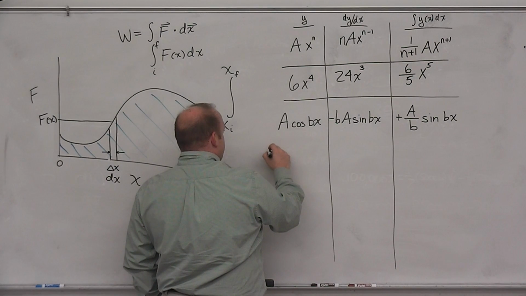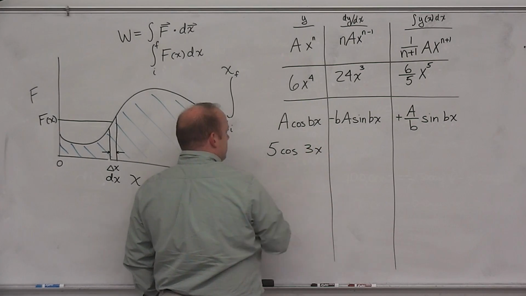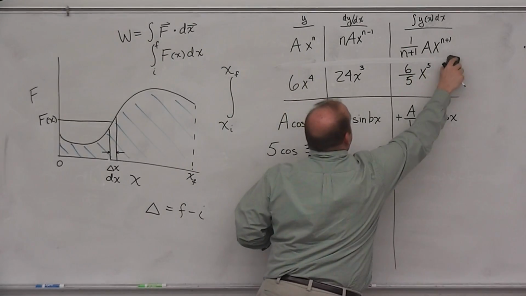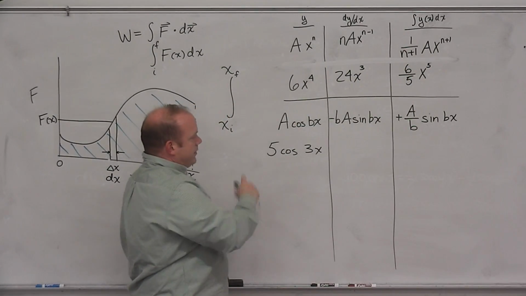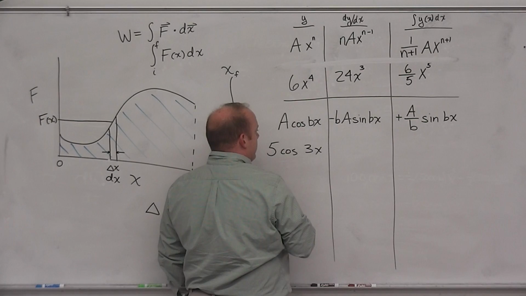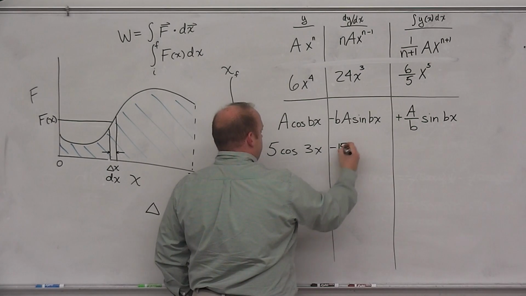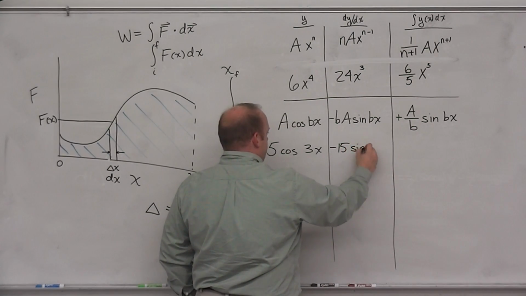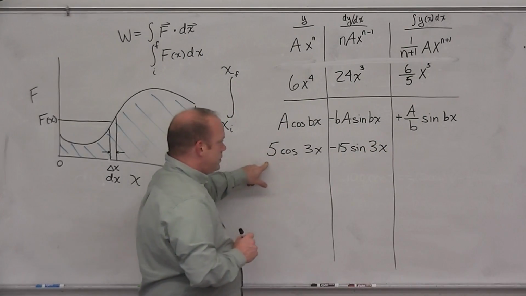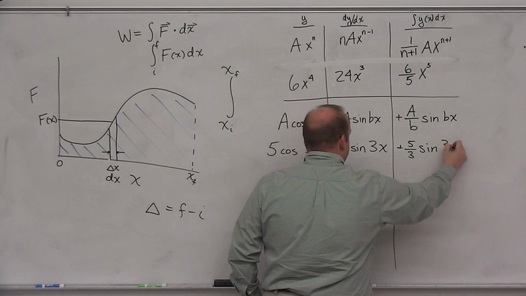So let's just say I have 5 cosine of 3x. I'm not going to separate this. This is just our specific compared to the general. So now, I want the derivative. It's going to be b times a, so I get negative 15 sine of the same argument, 3x. Similarly, it's positive 5/3 sine, still 3x.